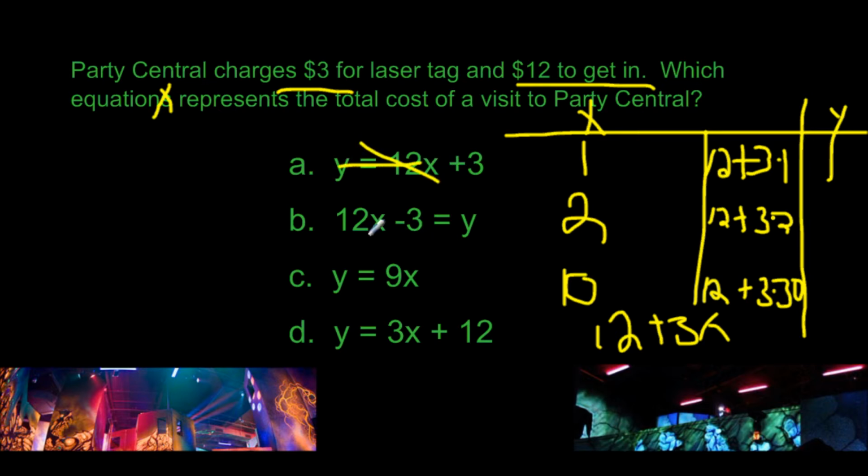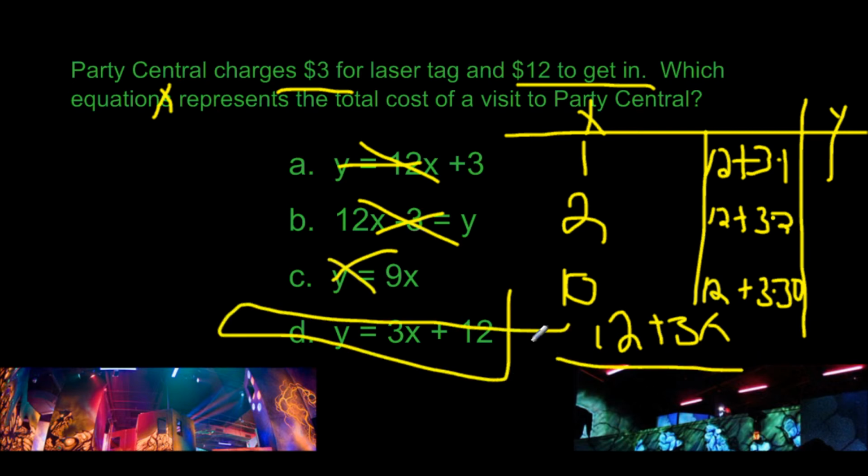Here, again, they're doing 12 times the number, the admission price, times the number of games of laser tag. That doesn't make any sense. Here they're saying 9 times X. So they're saying it's only going to cost me $9. That doesn't make any sense. It costs $12 to get in. I'm not going to be able to just pay $9. And here I have a match. So I have 12 plus the 3X.